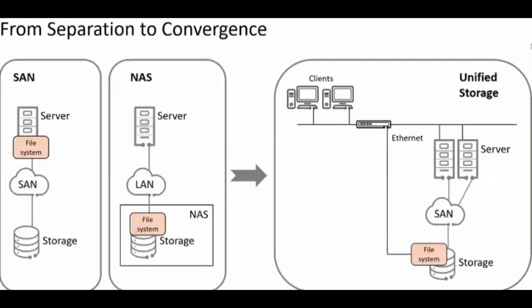From separation to convergence. Separation basically means that last time, when we had disk arrays or storage controllers, you'd have either a SAN controller or a NAS controller. So if you're running file storage, you will buy a NAS box. Then at some point, you realize you also want some kind of block storage. You will then buy a block storage controller. That is the old days.